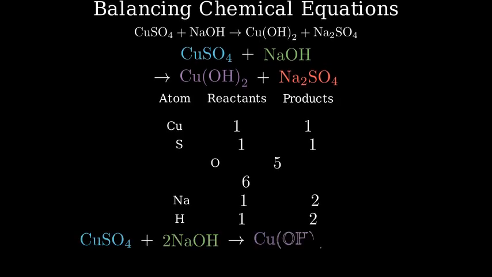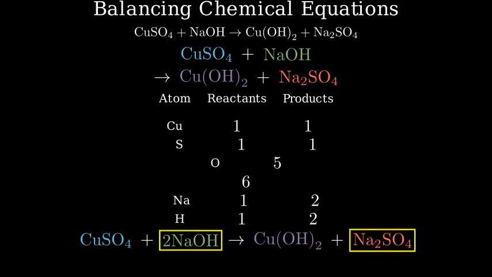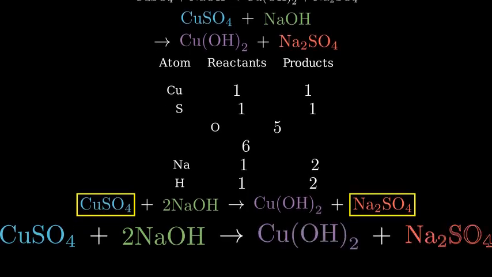Let's start with sodium. We need 2 sodium atoms on the reactant side, so we'll add a coefficient of 2 to NaOH. This gives us 2 OH groups on the reactant side, which matches the 2 OH groups in copper hydroxide. The sulfate groups are already balanced with 1 on each side. Our final balanced equation is 1 CuSO4 plus 2 NaOH yields 1 Cu(OH)2 plus 1 Na2SO4.